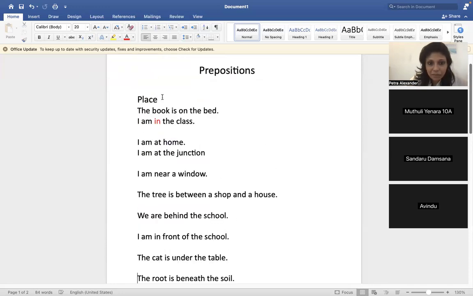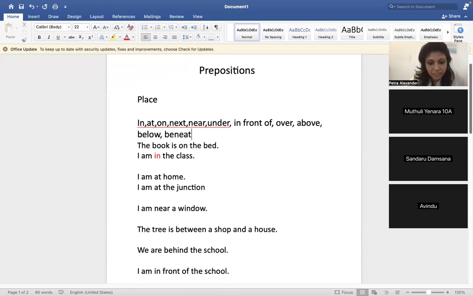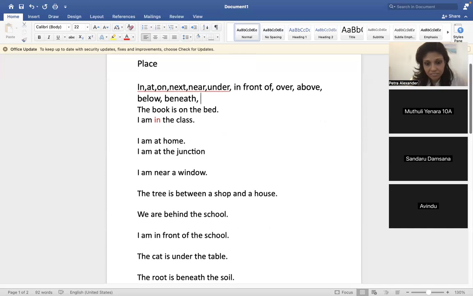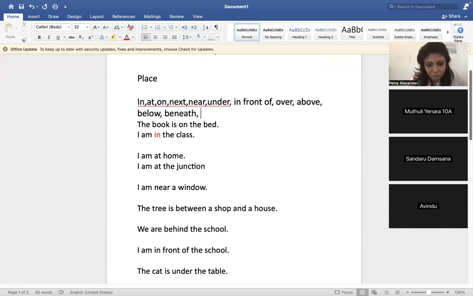So like we'll quickly write the prepositions we use with places: in, at, on, next, near, under, in front of, over, above, below, beneath, what else? Beside. Right? Okay, let's quickly write the prepositions.